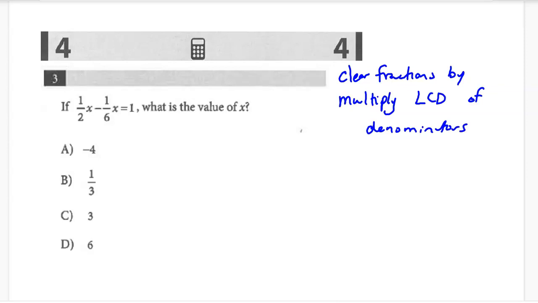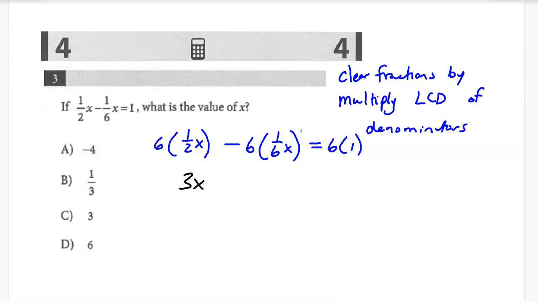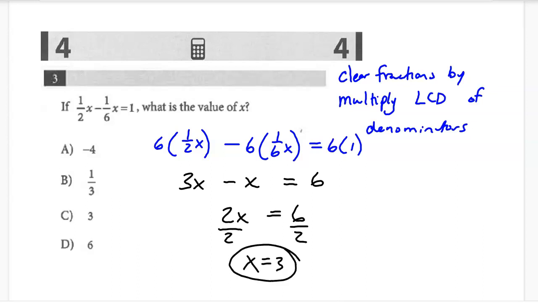So I'm going to rewrite this equation, and I'm going to multiply 6 times the 1/2 x, subtract 6 times the 1/6 x, equals 6 times the 1. And by multiplying by that 6, I clear all these out. So I end up with 6 times 1/2, that's 3x. 6 times 1/6, that's minus 1x. And 6 times 1 is 6. Now it's a pretty straightforward combine like terms. Divide both sides by 2. And we get a nice little answer here of x equals 3.